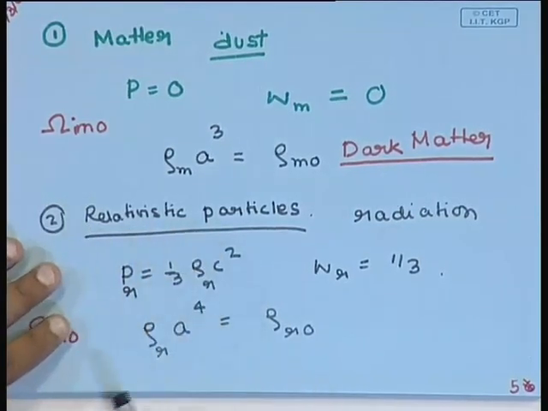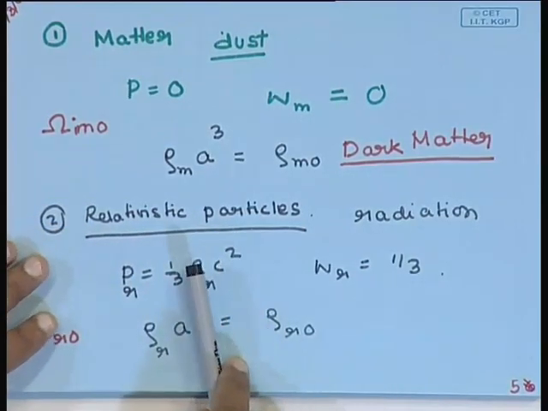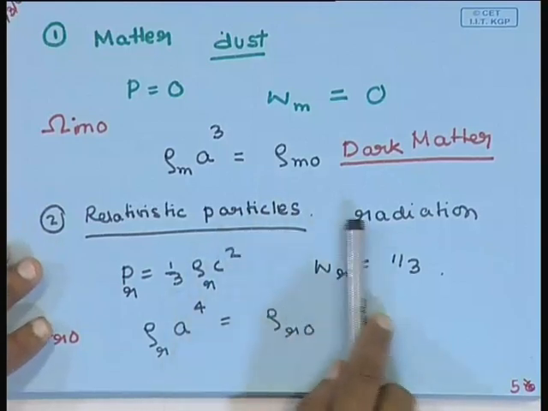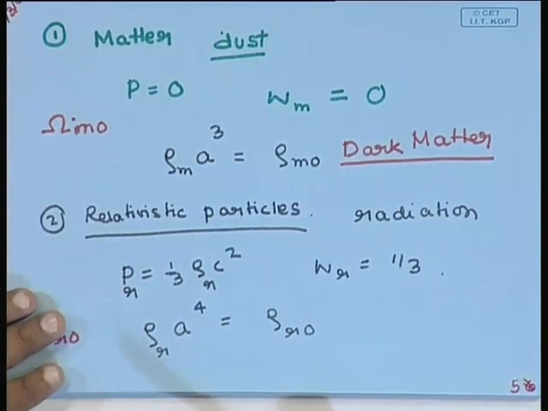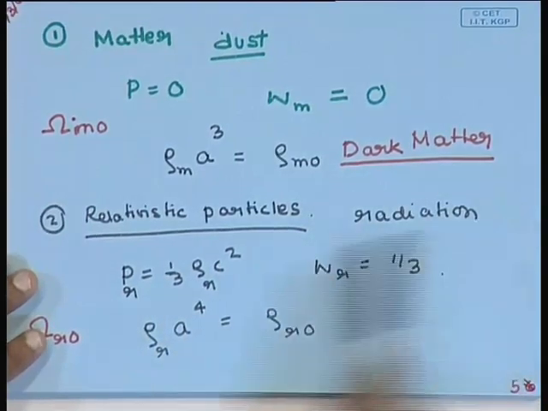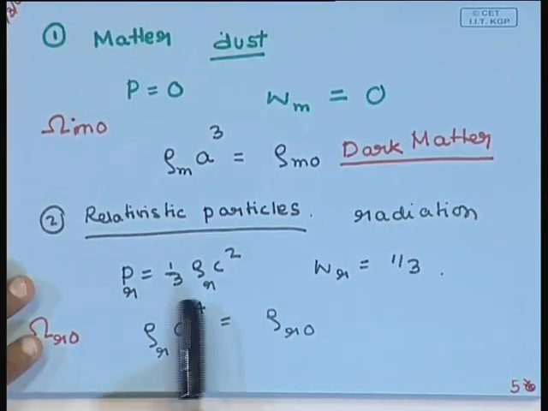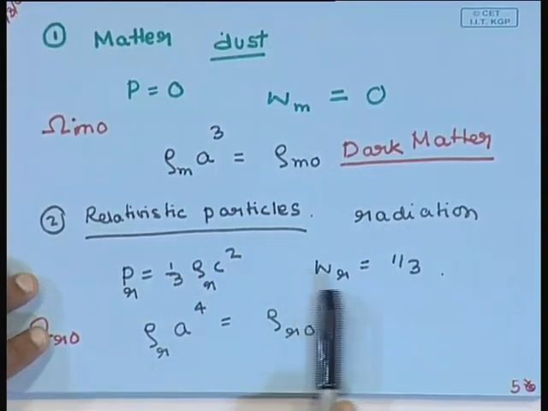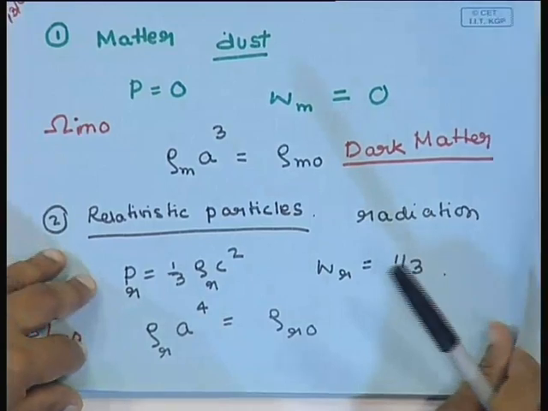Then we have another component, the radiation. Relativistic particles, all kinds of relativistic particles, have this kind of behavior. So, radiation is one example of this, a gas of photons, and massless neutrinos is another example. All of them we can club together, treat as relativistic particles, and we shall refer to it as radiation. For this component, the pressure is 1/3 times the energy density, w is 1/3. As the universe expands, the density scales as a to the power minus 4, rho times a to the power 4 is a constant. And we denote this by the subscript r.